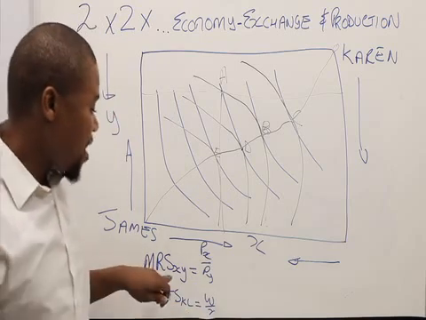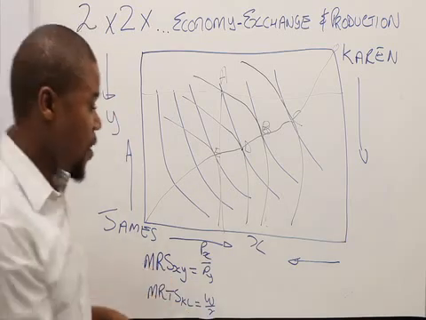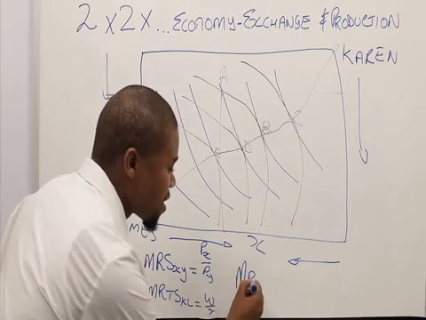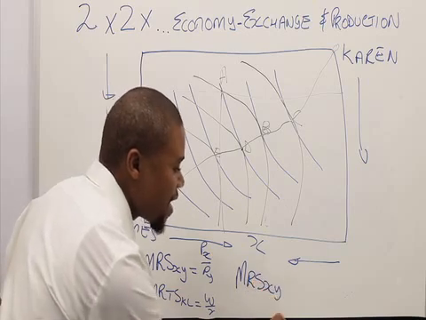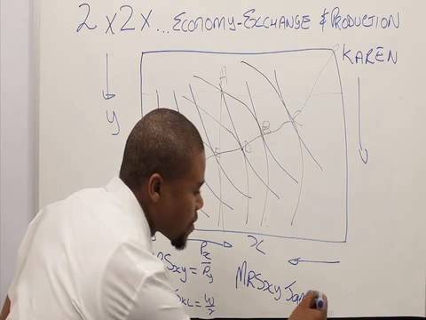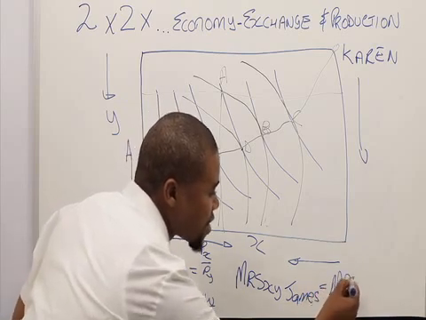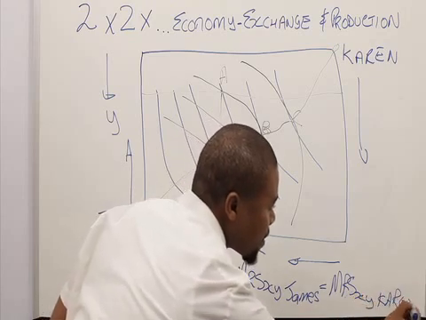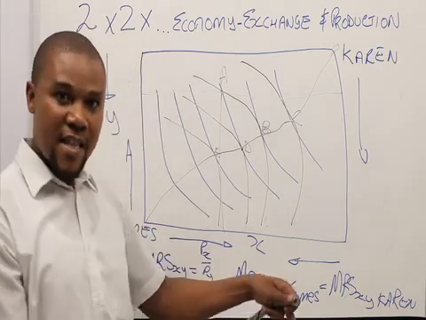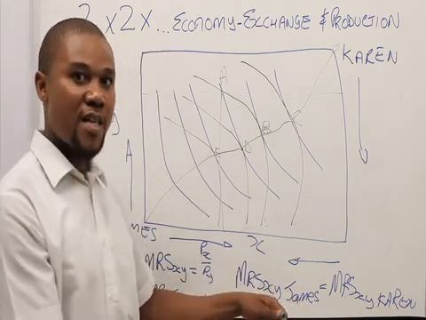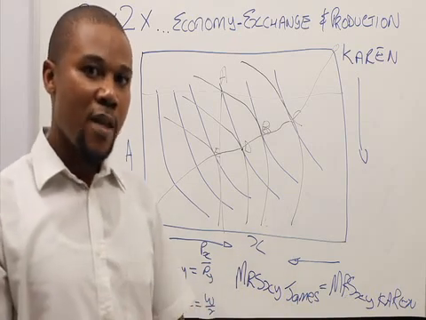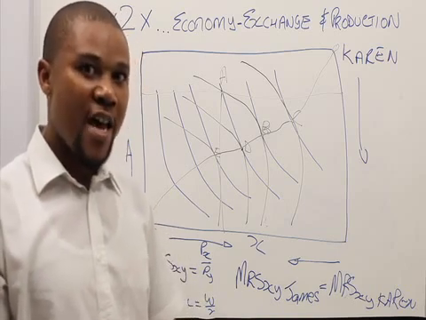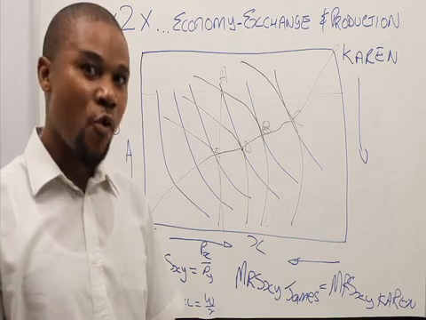Okay, so the marginal rate of substitution, okay, I can write it down. The marginal rate of substituting X and Y for James equals the marginal rate of substituting between X and Y for Karen. So this is sort of the initial step that we are developing in finding the equilibrium condition for the exchange sector.